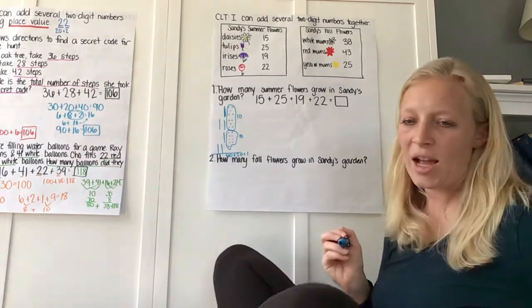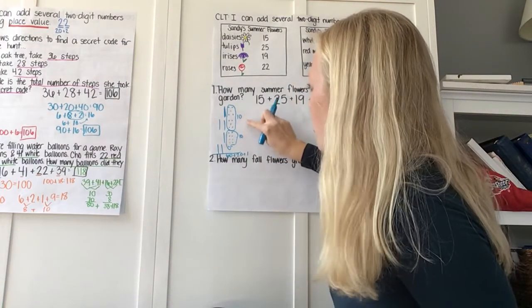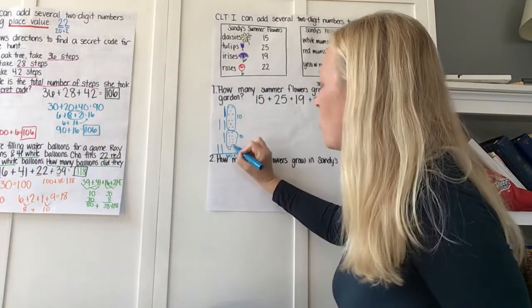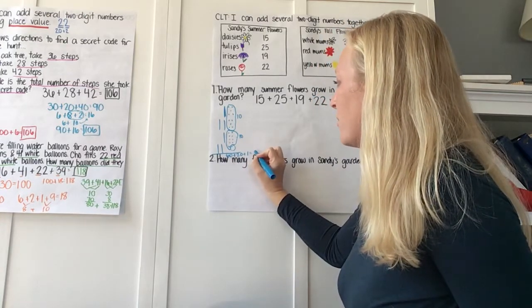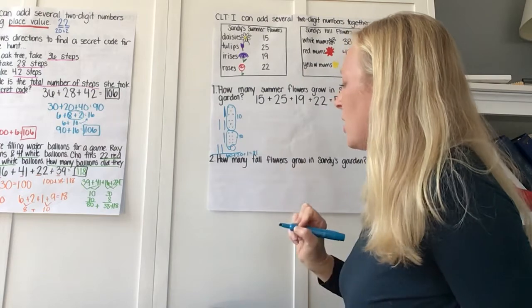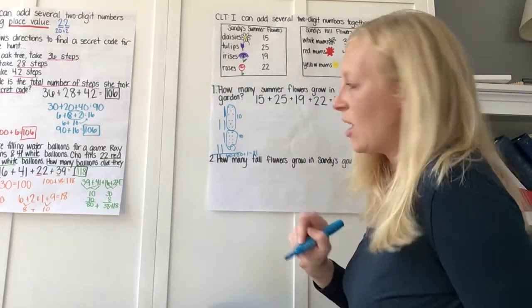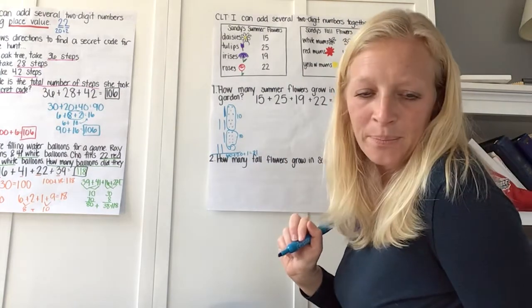And where did that 20 come from? Those 2 10s, and then you had this one little guy left over there, right? So how many did you have all together? 81: 60, and 20, and then 1 more.